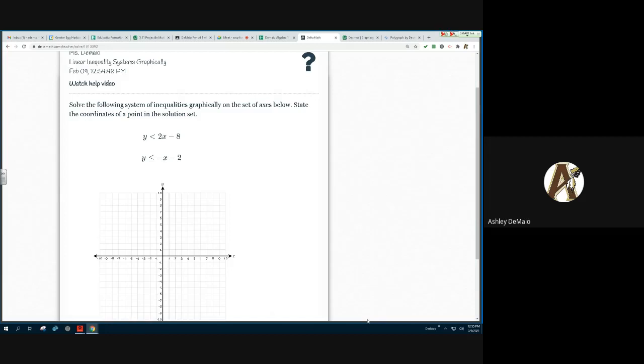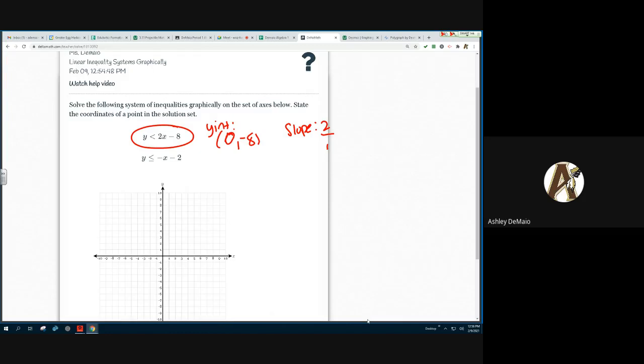We'll do that one in red. Okay, you need your slope, you need your y-intercept, and we want to know if this is going to be a solid line or a dotted line, and we also want to know if it's going to be shaded above or below. So our y-intercept would be 0, -8. Okay, our slope is going to be 2. Write it like that so we know what a rise over a run is.